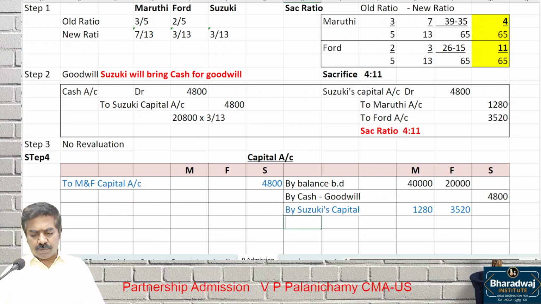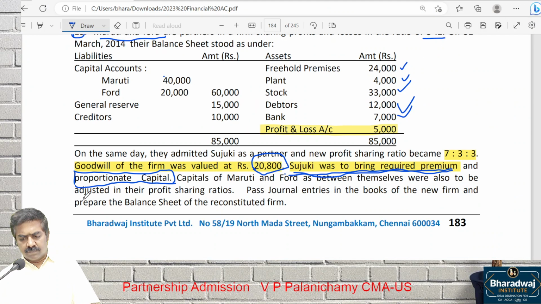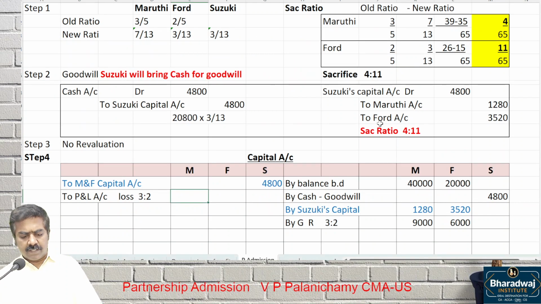No revaluation in this question. By general reserve, transferred in old ratio. What is old ratio? 3:2. 9,000, 6,000. Profit and loss account appears on the asset side, so it will come as profit and loss account loss in 3:2 ratio. Loss 5,000 is on the asset side. That loss will be adjusted in 3,000, 2,000 ratio.